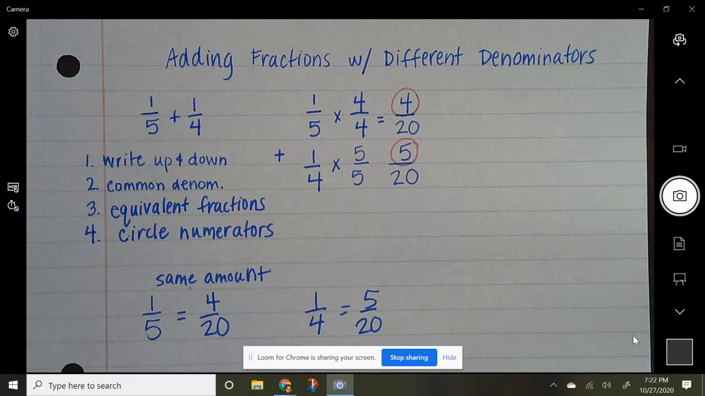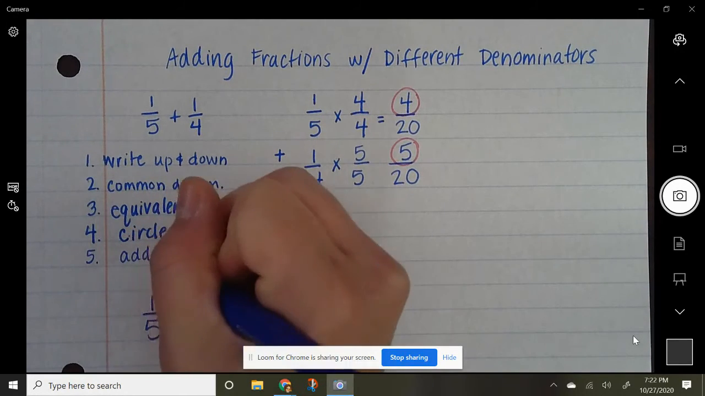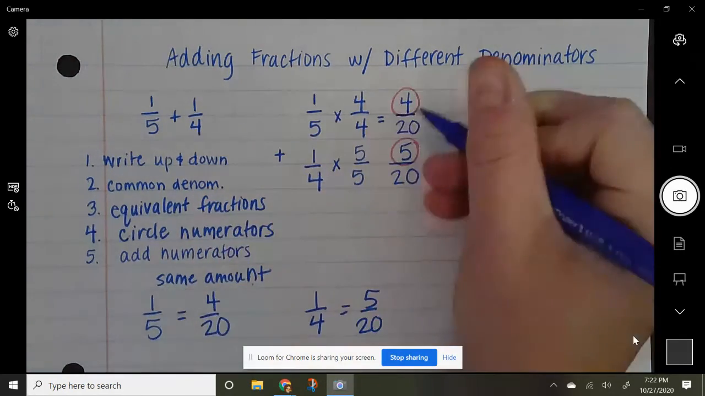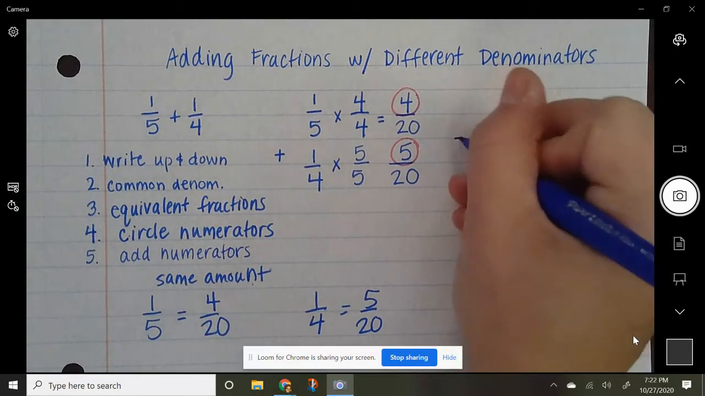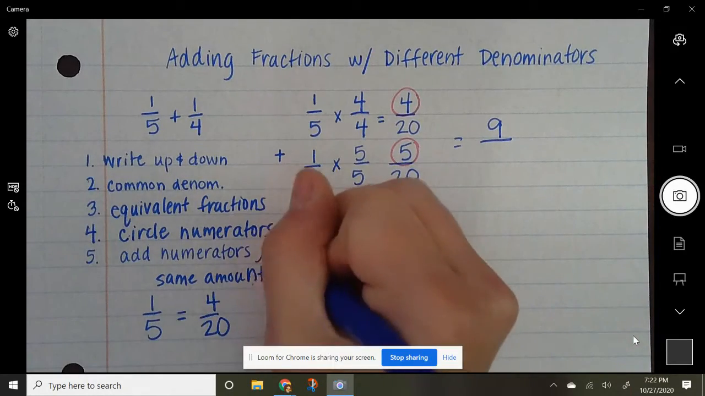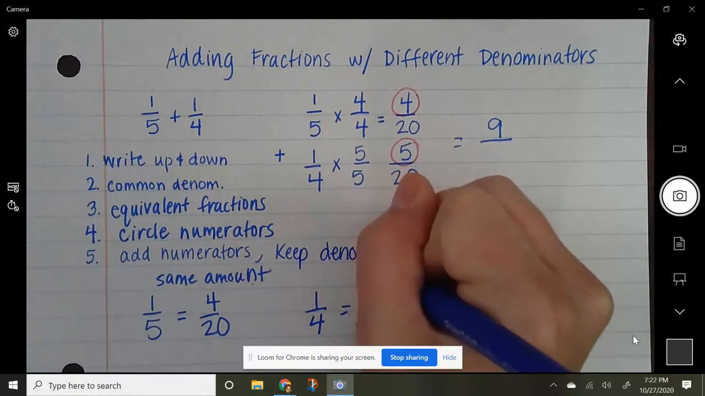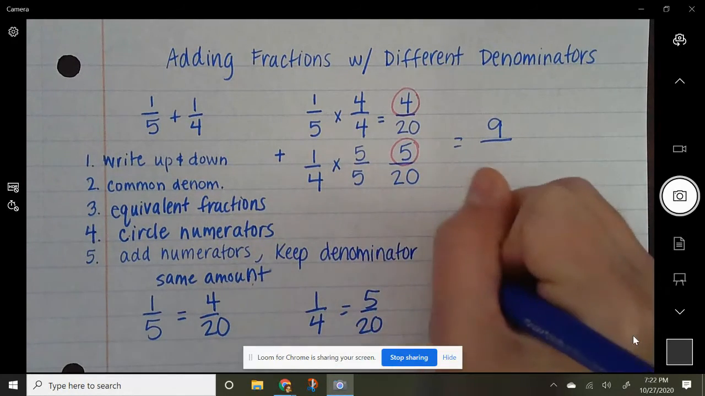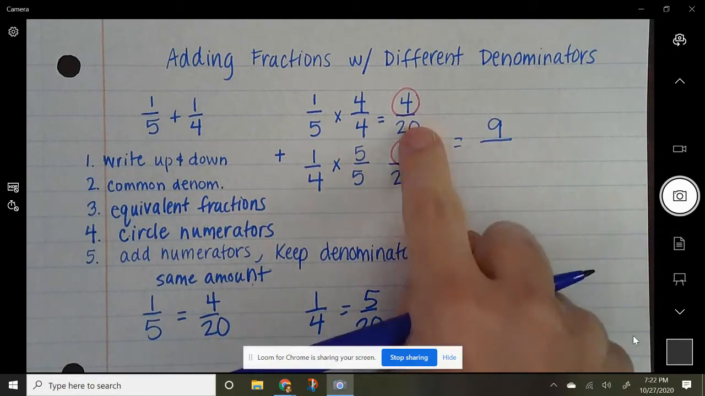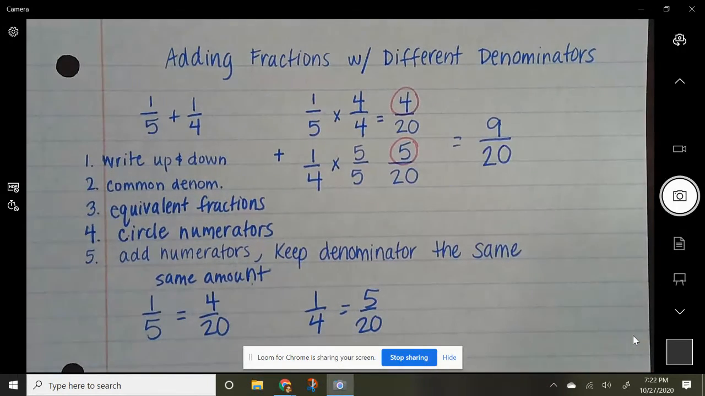So I will, step 5, add numerators. 4 plus 5 equals 9. And you keep your bottom the same. So my bottom was 20. That means this is 20. Step 6 will be reduce.